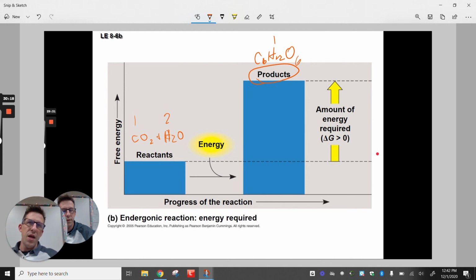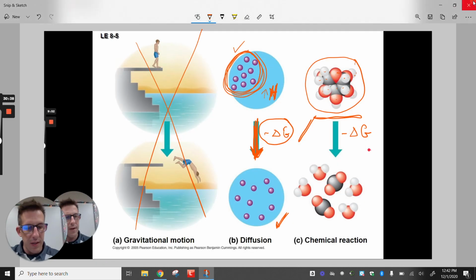And so this is an example of us being allowed to take something that is more disorganized and turning it into something that is more organized, being sugar. But to do this, we have to add energy. If we're allowed to do this, we have to add energy, and that energy is added from the sun.